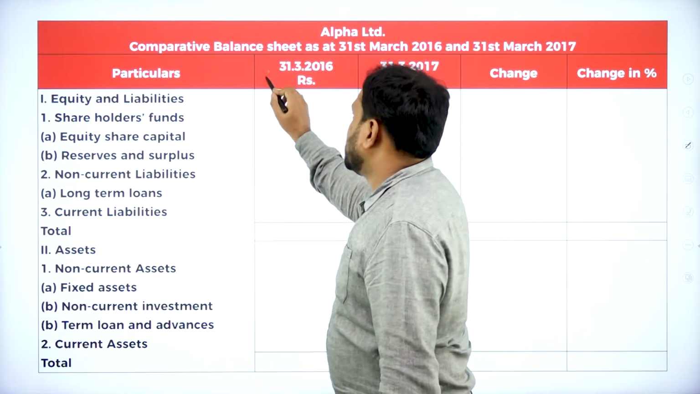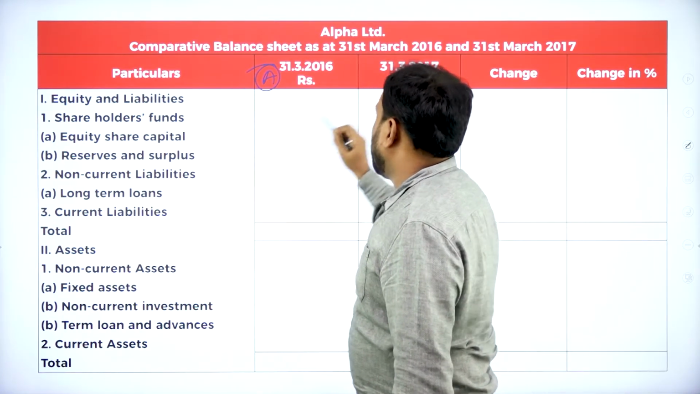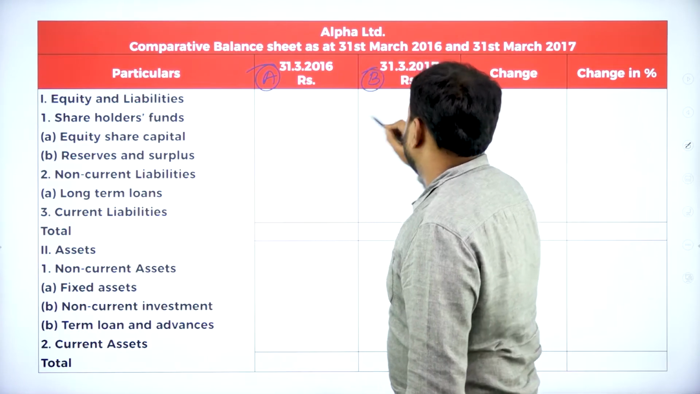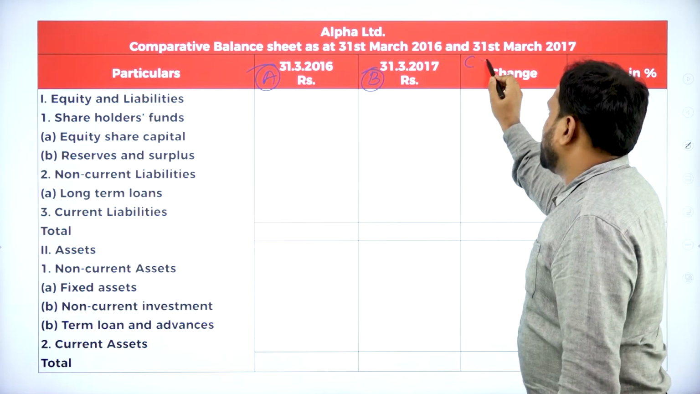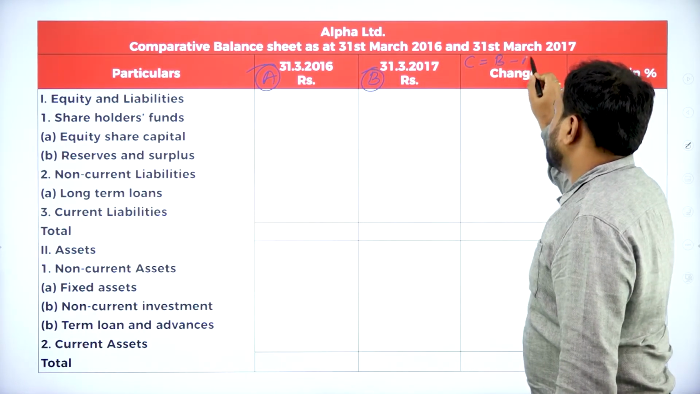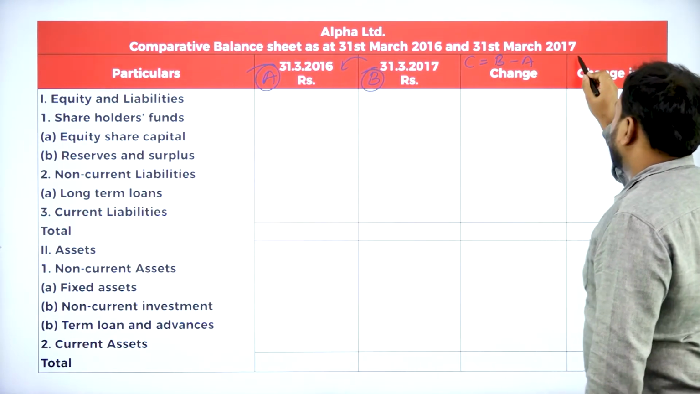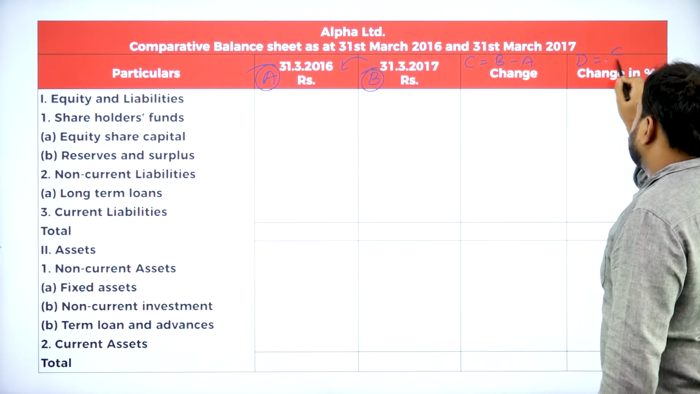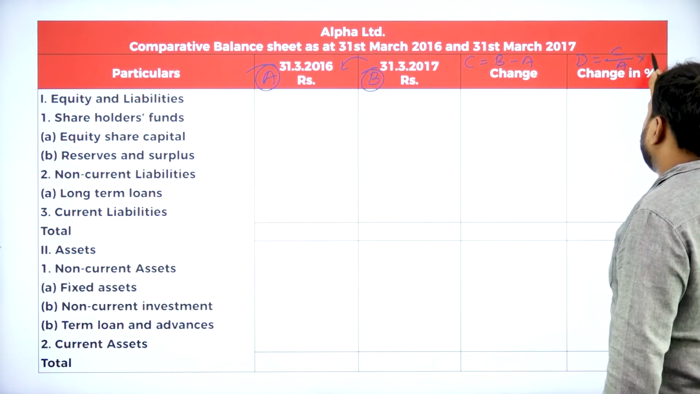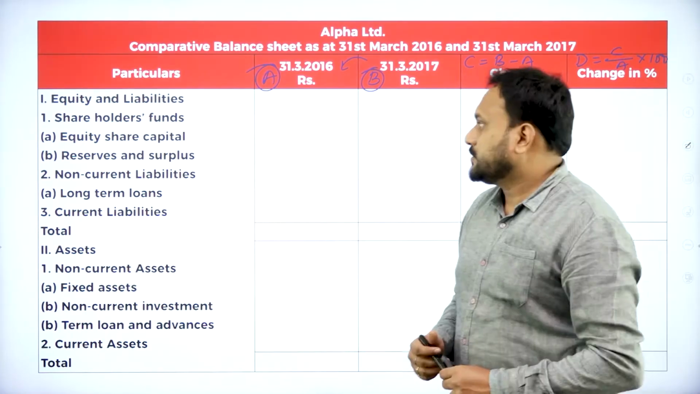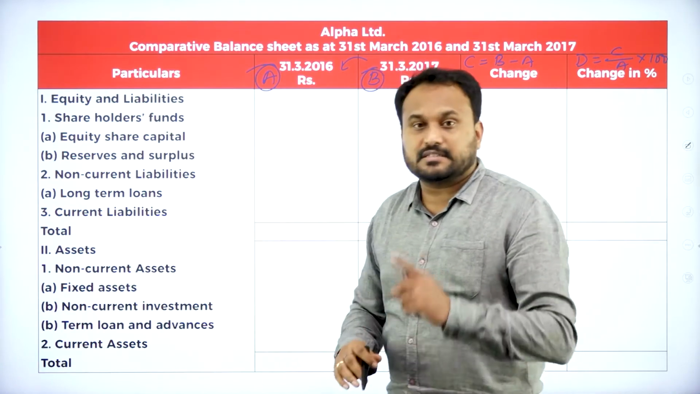Now what is the first one here? We have something called A. This is B. Then C is equal to B minus A, that is here to here. And here D is equal to C divided by A into 100. Done. So here shareholders fund is the first heading.